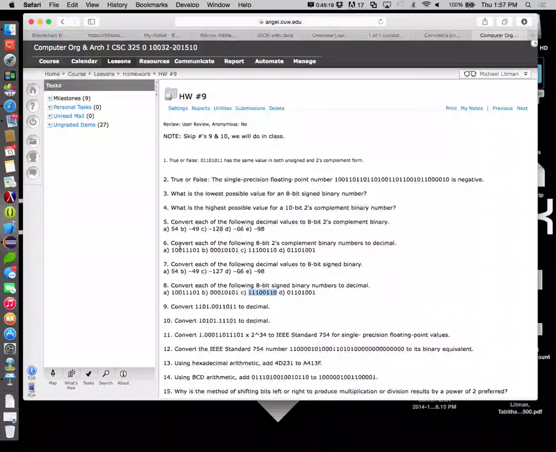Number 8 and number 6. Convert each of the following 8-bit 2's complement binary numbers to decimal. They've told us right off the bat these are all in 2's complement. Every one of them is in 2's complement. These, only some of them are actually in 2's complement. They've just told us these are signed. So some of them were not encoded already.